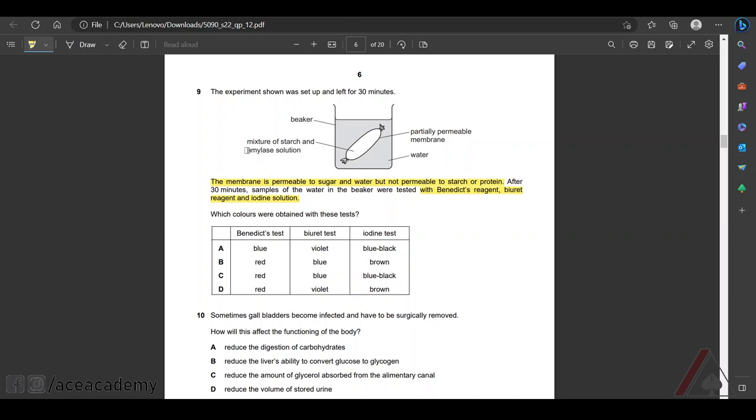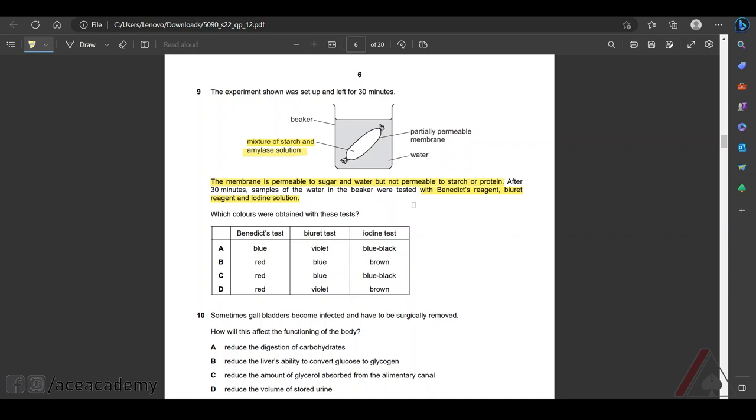So let's look at the apparatus. Inside the membrane, we have a mixture of starch and amylase solution. Amylase solution contains amylase enzyme, which is a protein. It breaks starch down into reducing sugar. Our solution inside the membrane will contain a mixture of starch, reducing sugars, and amylase. According to the question, only the reducing sugar will be able to diffuse across the membrane and into the water. But the membrane is not permeable to starch or protein. So at the end of the hydrolysis of starch via amylase, the water will only contain reducing sugar.